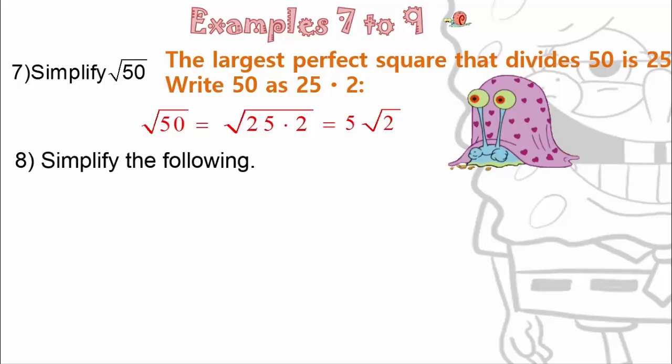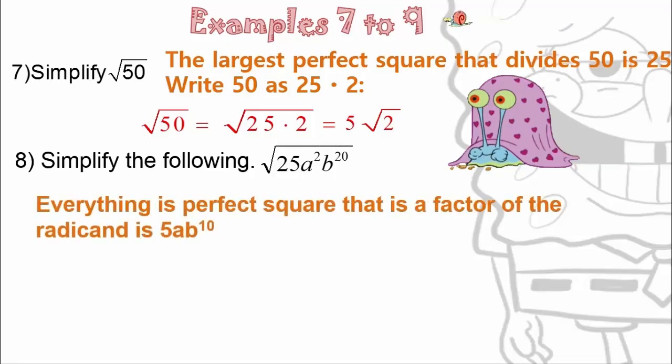In number 8, we're asked to simplify the following: the square root of 25 a squared b to the 20. In this one, everything is a perfect square. That is, a factor of the radicand is 5ab to the 10th.